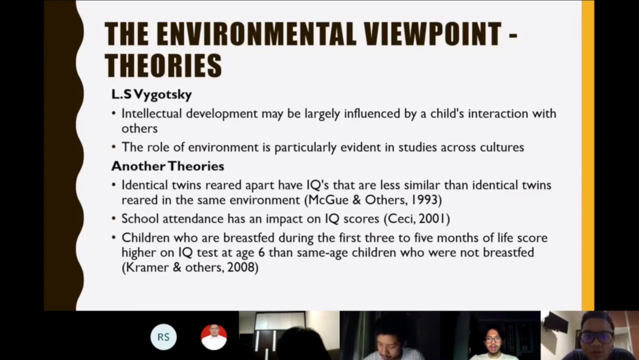And there are other theories from many resources. The first one is that identical twins reared apart have IQs that are less similar than identical twins reared in the same environment, from McGue and others. The second one is that school attendance has an impact on IQ score, from Ceci. And then children who are breastfed during the first 3 to 5 months of life score higher on IQ tests at age 6 than same-age children who were not breastfed. This is from Kramer and others. And the next slide, please.